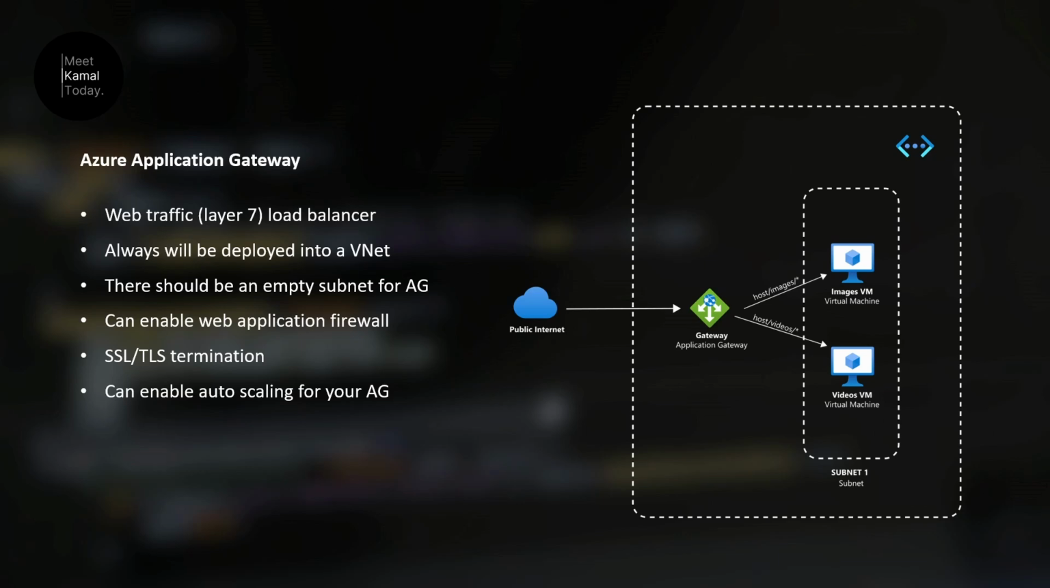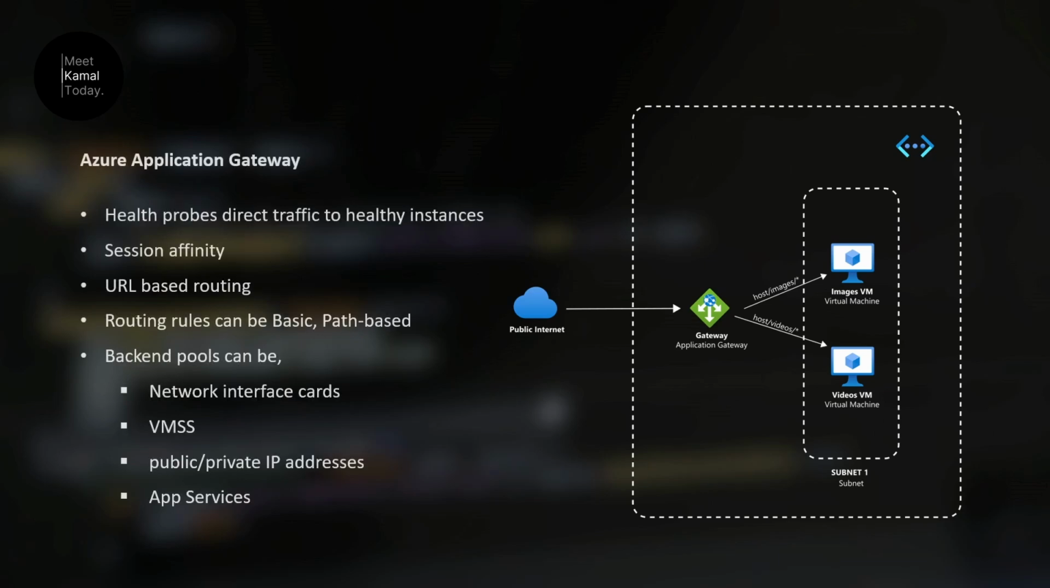Application gateway also does SSL and TLS termination to reduce the compute usage of our backend pools, the virtual machines in the backend. You can enable your application gateway instance to automatically scale based on the load. And you can also configure health probes on this application gateway. There are also many other options, such as session affinity and things like that.